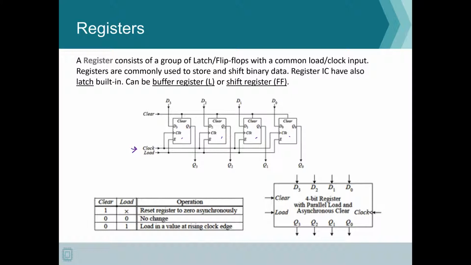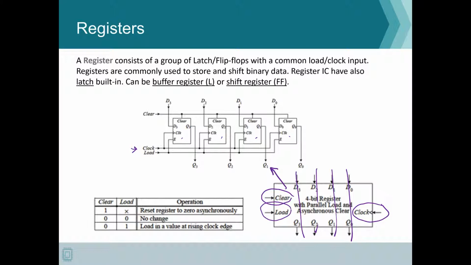So here is an example or a block diagram of a 4-bit register. As you can see, it has a parallel load. This internally is made up of these 4 flip-flops, and you can see it also has a clear signal so that it can clear the values to 0, and the load signal will basically load the values on your inputs to the outputs in the presence of a positive edge of the clock.